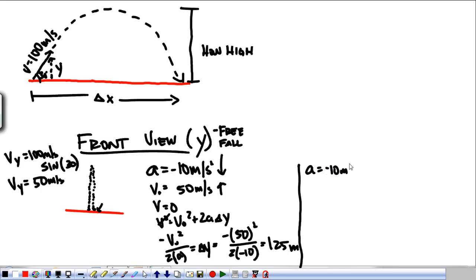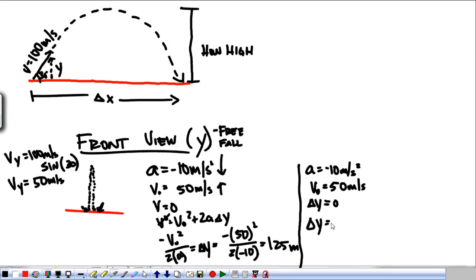At the same time, if we want how long it takes to get back down, acceleration is still negative 10 meters per second squared. The initial velocity in the y direction is still 50 meters per second. But if we're going for how far, we start here in the y direction, we end over here. That means my delta y is 0.